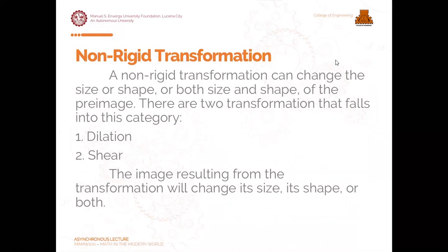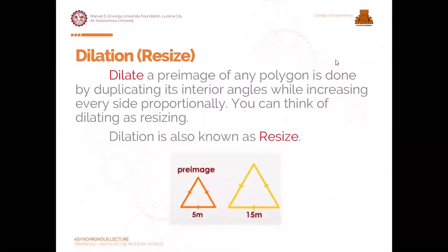So, habang pwede siyang nag-enlarge, nag-shrink, no? So, ganun yung nangyayari sa kanya. So, non-rigid kasi hindi fix yung size and shape niya. Okay? So, let's start with dilation. So, pag sinabing dilation, ibig sabihin resize. So, to dilate a pre-image of any polygon is done by duplicating its interior angles while increasing its sides proportionally. So, you can think of dilating as resizing.